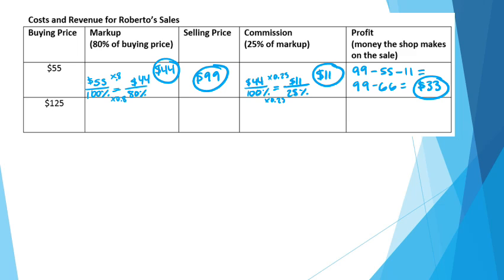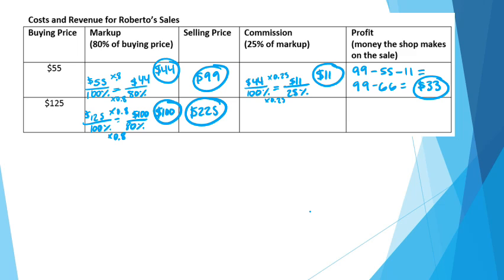Now I'm starting with $125, and I need to find that markup. So again, $125 represents 100% of the buying price. So 80% of the buying price is the markup. So times 8/10 or times 80/100, and I get $100. So $100 is my markup. That means my selling price is $100, the markup, plus the buying price $125, so $225.